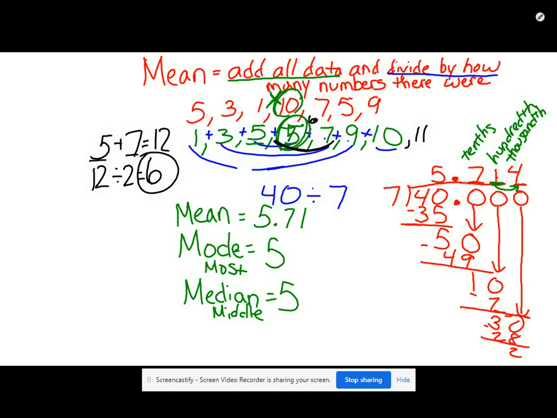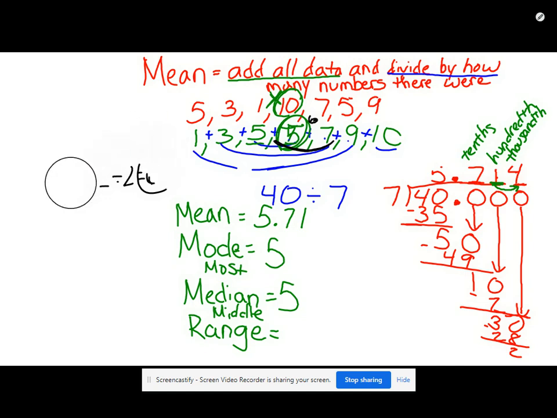The last thing that they have on the math test is the range. How do I find the range? And we're going to do the range of our original numbers. How do I find the range of the original numbers? Add the biggest and the smallest number. I am not going to add them. What am I going to do? Subtract them. So I'm going to look at my biggest number of 10, and I'm going to subtract my least number of 1, and that is my range.